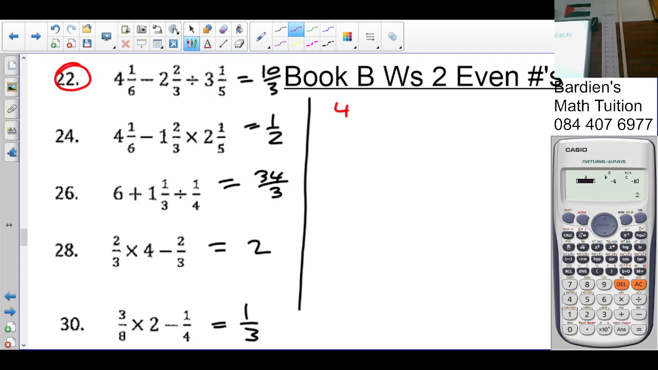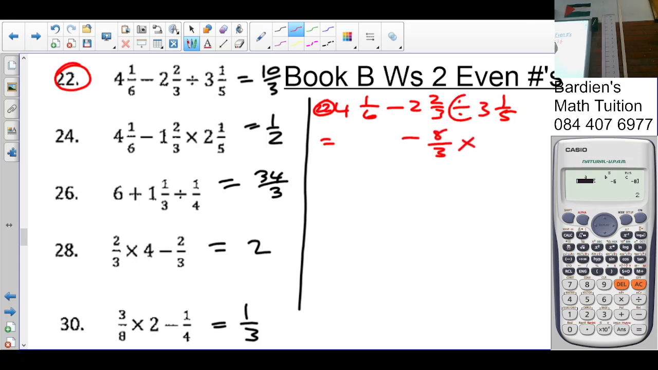So this is number 22: 4 and 1 over 6 minus 2 and 2 over 3 divided by 3 and 1 over 5. Go for it. 4 and 1 over 6 minus 8 over 3 times 5 over 11.